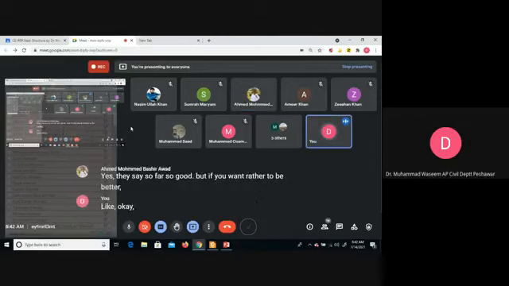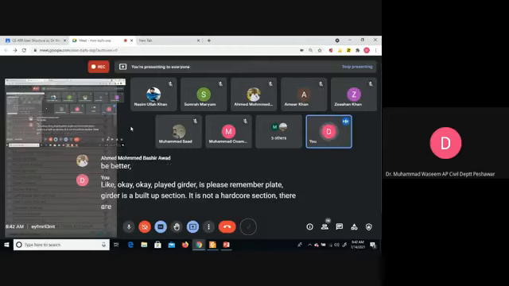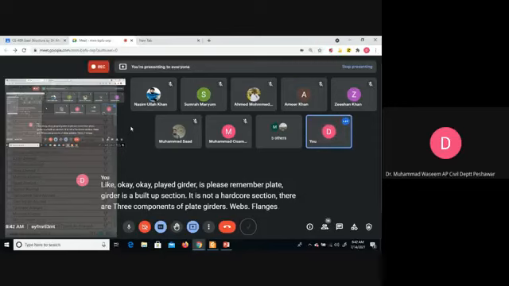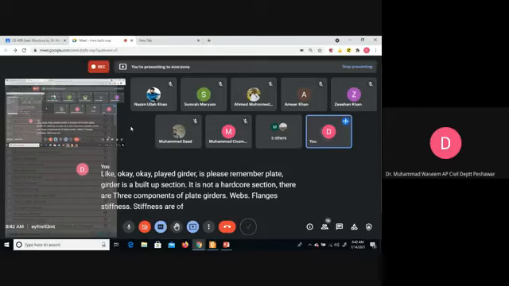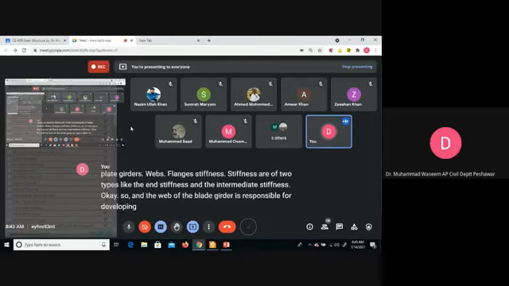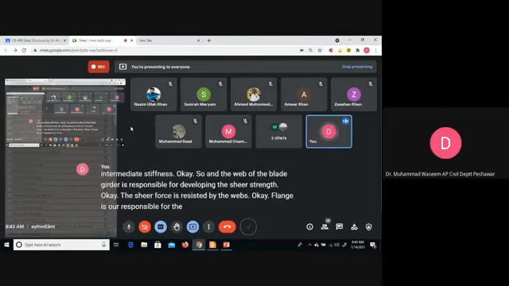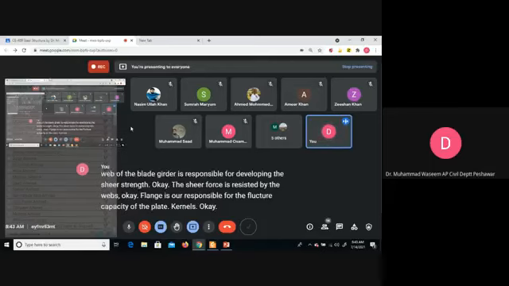Okay. Plate girder, please remember, is a built-up section. It is not a hot-rolled section. There are three components of plate girders: webs, flanges, and stiffeners. Stiffeners are of two types, the end stiffeners and the intermediate stiffeners. The web of the plate girder is responsible for developing the shear strength. The shear force is resisted by the webs. Flanges are responsible for the flexure capacity of the plate girders. So please remember that.